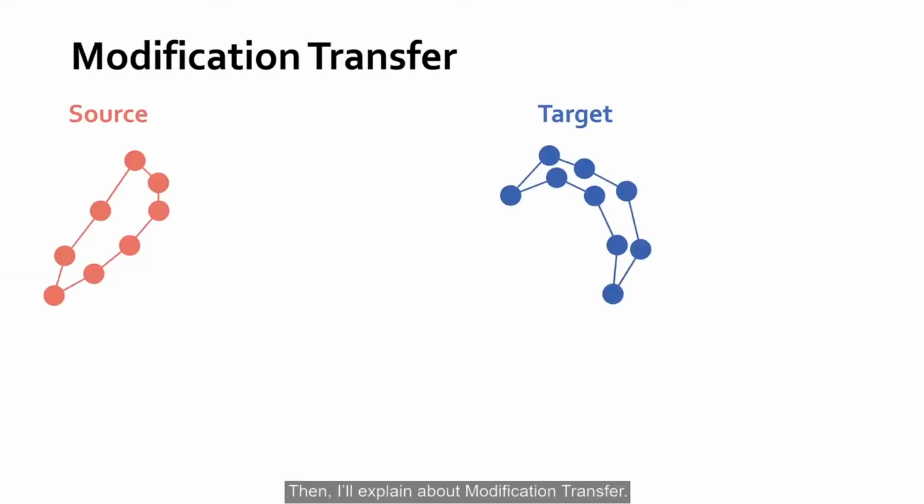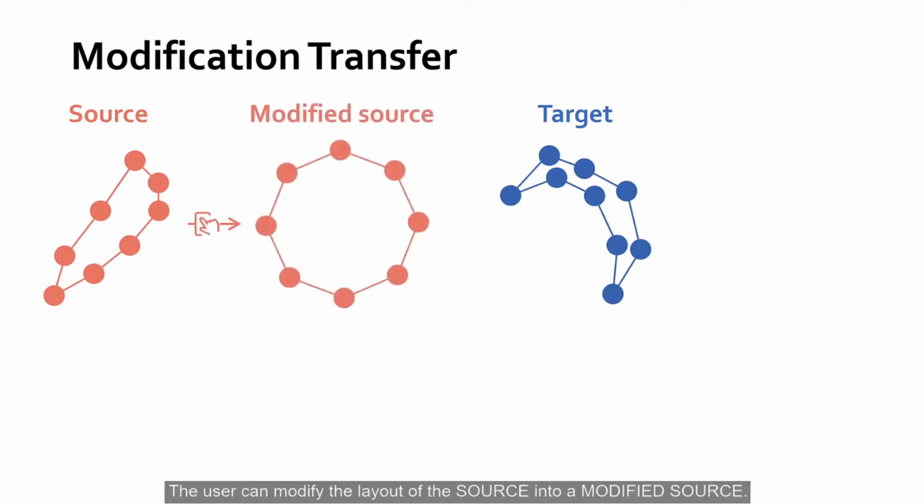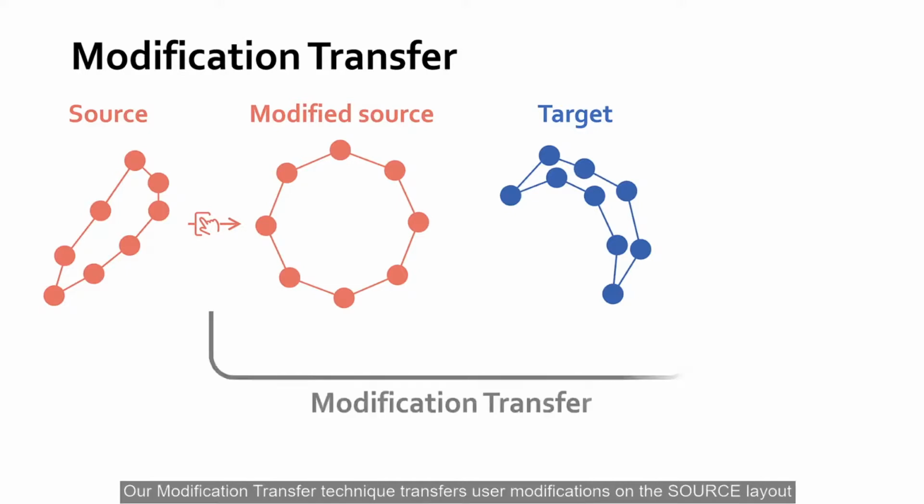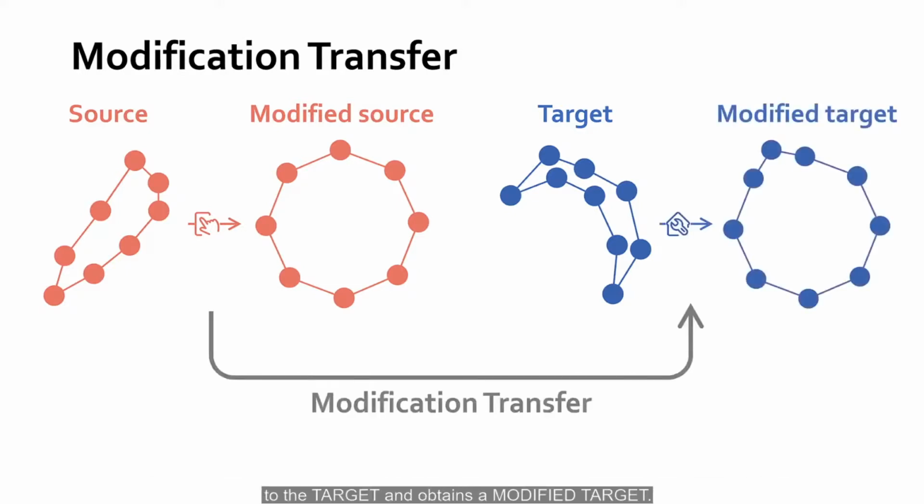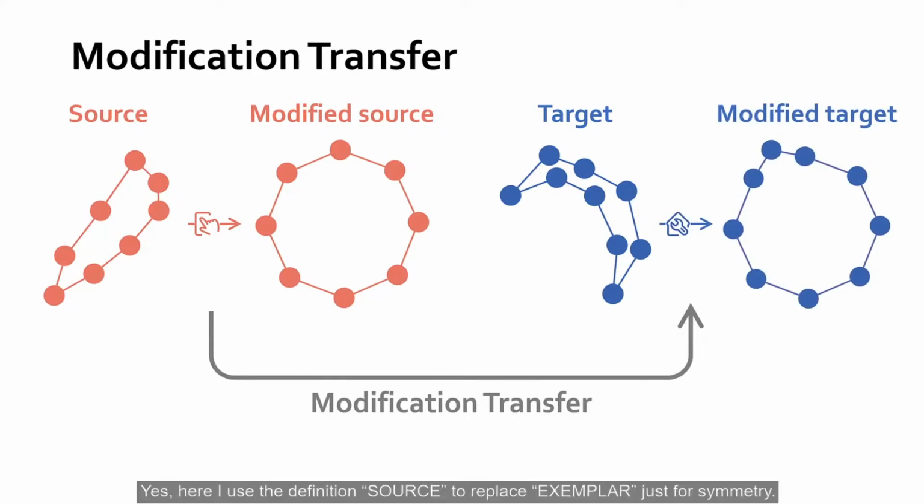Then I will explain modification transfer. Before the explanation, we first give some definitions. Here we define the red structure as the source and the blue structure as the target. The user can modify the layout of the source into a modified source. Our modification transfer technique transfers user modifications on the source layout to the target and obtains a modified target. Here I use the definition source to replace exemplar just for symmetry.